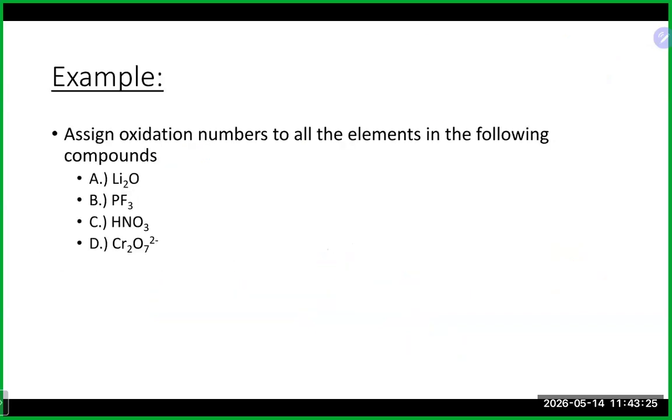All right, so why don't we assign some oxidation numbers for each of these and see what you come up with. For each of the elements in each of these, what is the oxidation state?